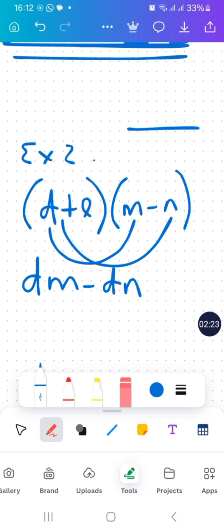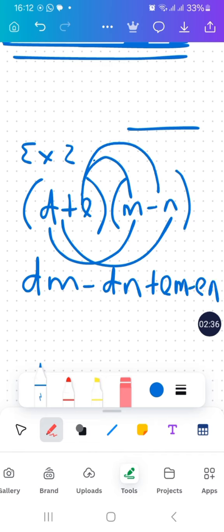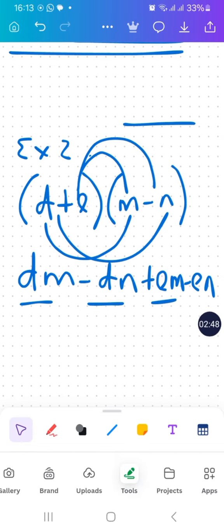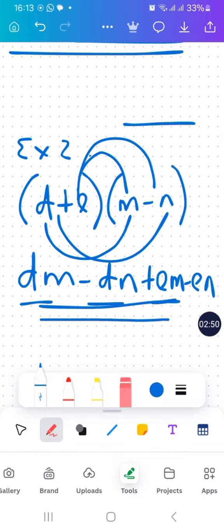You have done your mouth, then you go ahead with your nose. e multiplied by m will give us em. Then e multiplied by minus n will give us minus en. Look again. Are there terms that look alike? dm is different from dn, dn is different from em, and em is different from en. So this is going to be our final answer.